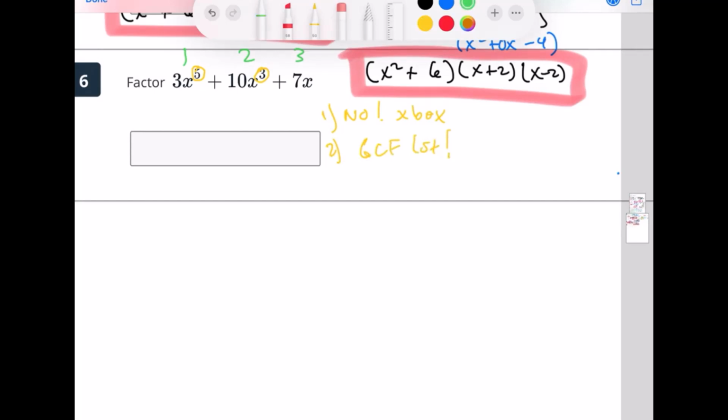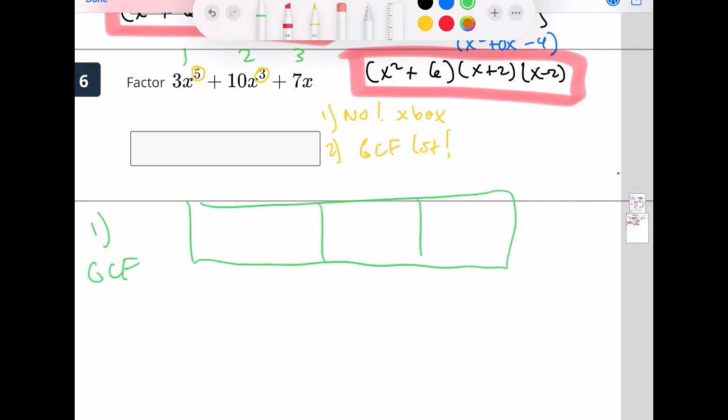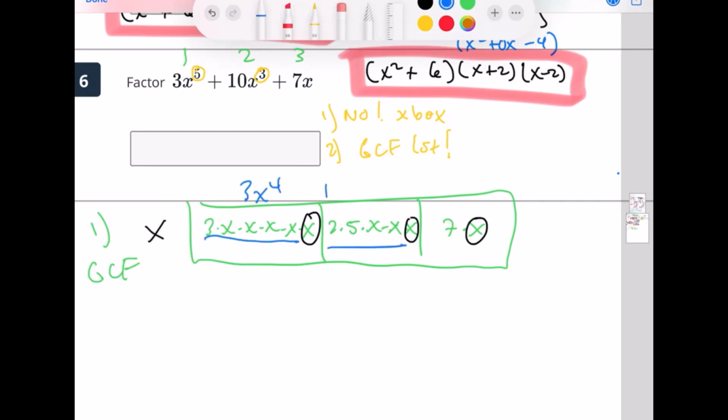So again, you can do a strategy. I'm just going to place it in a big box with 3 bins because I have 3 times x times x times x times x, and 2 times 5 times x times x times x, and 7 is 7 times x. Do they have anything in common? They have 1 x. So my GCF is x. And then what's left is this, 3x to the 4th plus 10x squared plus 7.